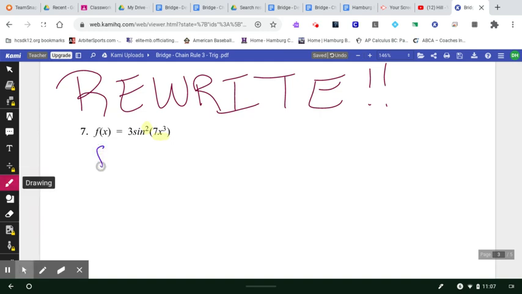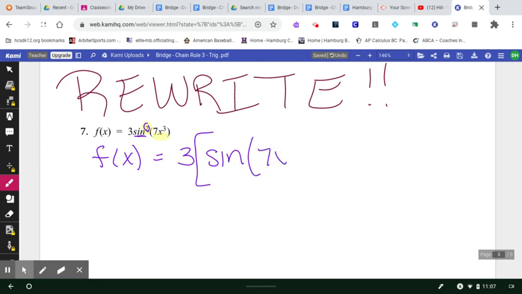So here is the rewrite. f of x equals 3. Now notice the squared is on the sine. It is not on the 3. So I need to put a bracket because it's not on the 3. So this is the sine of 7x cubed, squared. So let's just take a moment and talk about how we rewrote this, because this is a double chain rule. The squared is not on the 3. So the 3 stayed outside. It's on the sine. So I put a bracket around the sine function. I have my 7x cubed here, and the squared goes outside.